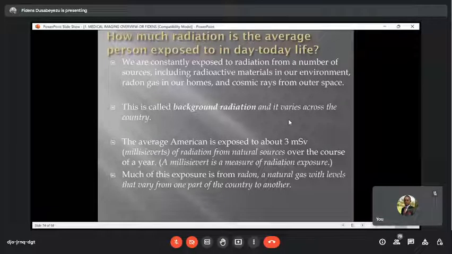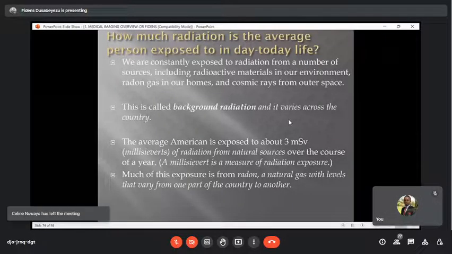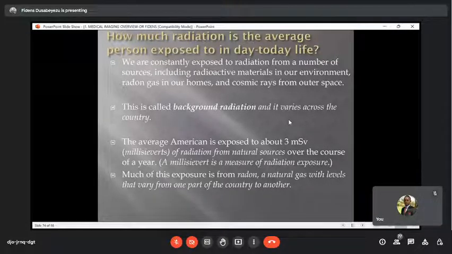It can vary from one country to another. Some countries have more radon gas and cosmic rays than others, especially those at high altitude. They have a lot of those sources. And from the study done in America, we didn't have any study here about the quantity of background exposure.